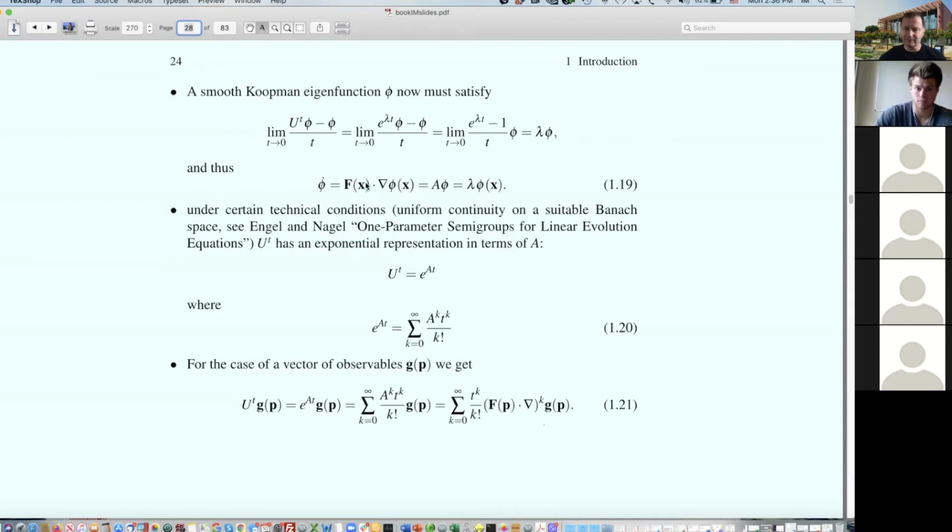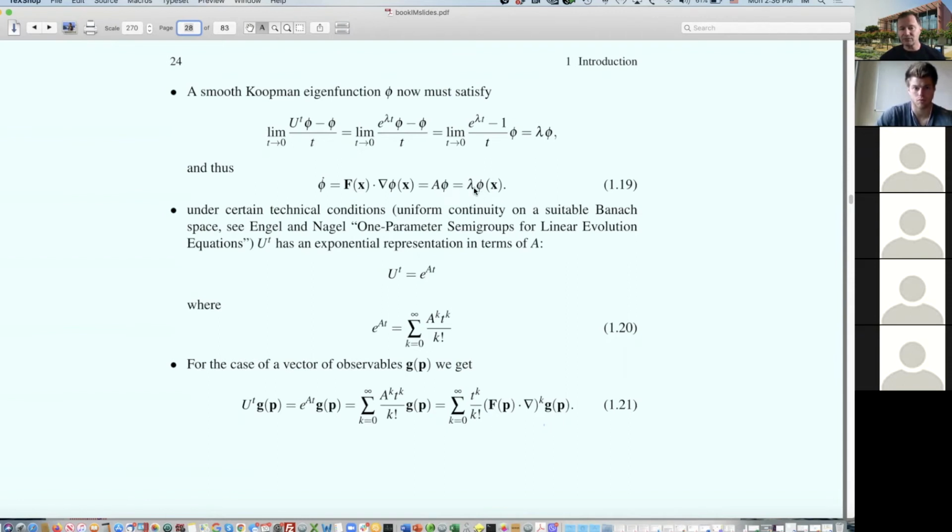And so now we have this term here is just phi dot, fair? It's just the derivative of phi with respect to t. Now that, by definition, is f dot grad phi. And we named this operator f dot grad A and called it the generator of the Koopman evolution. And now we proved that A, acting on a smooth eigenfunction of the Koopman operator, is just lambda phi.